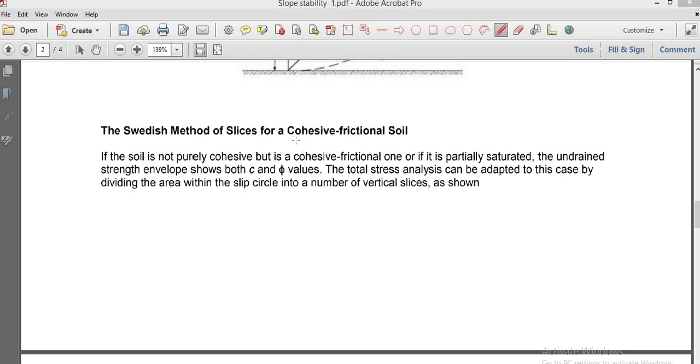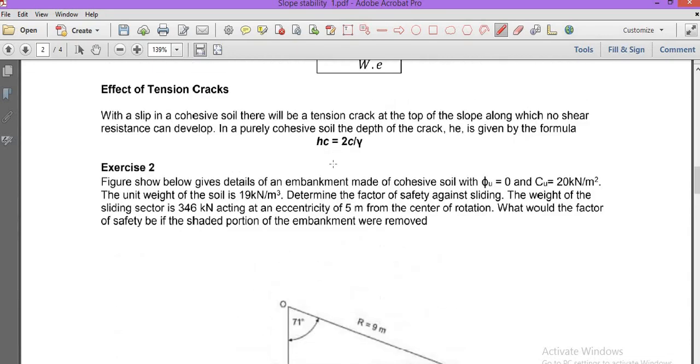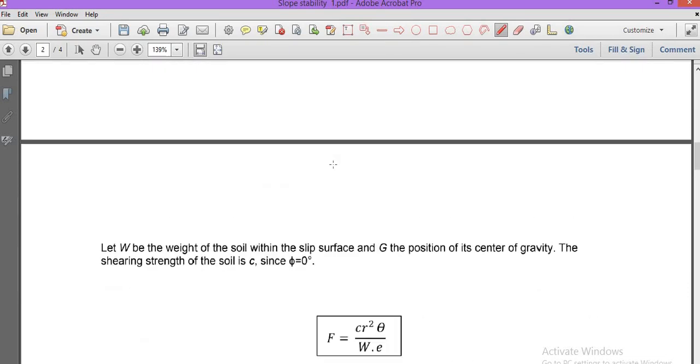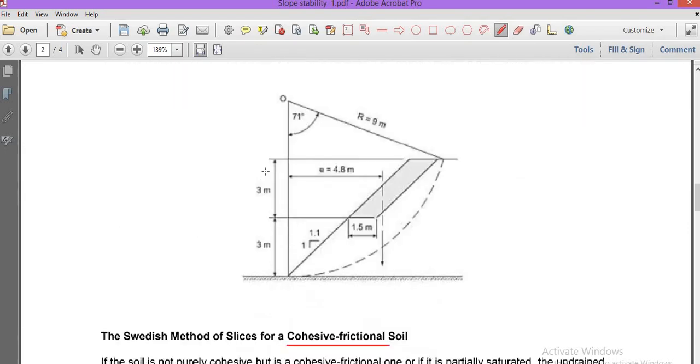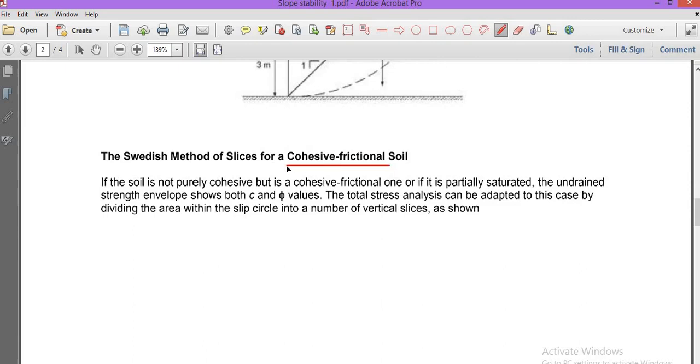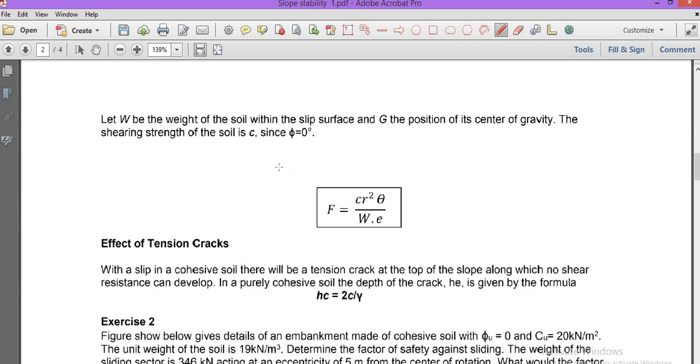So if we move on to our second chapter, which is about cohesive frictional soil. Up to now we have discussed slope stability with respect to purely frictional and purely cohesive soil. Now this is cohesive frictional soil, which means we have both strength components. Most of the time we use both strength components in the analysis of slopes, which is the most ideal way.